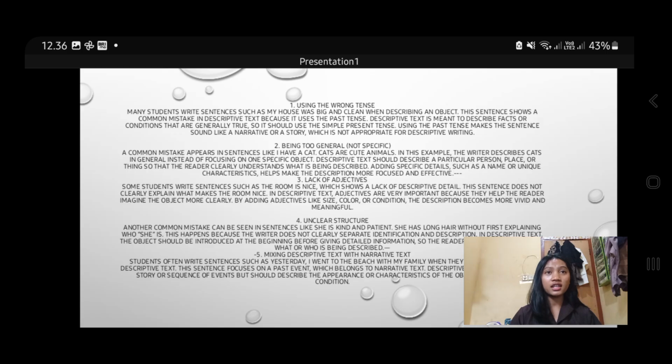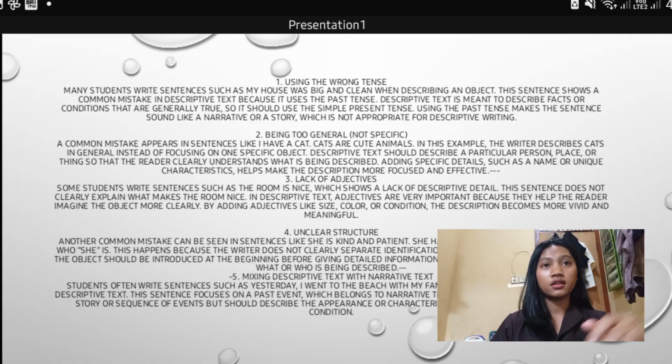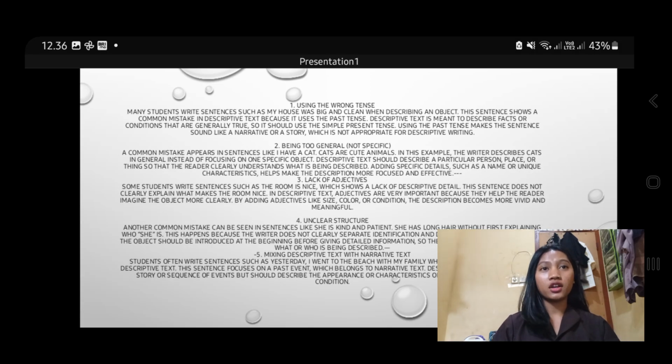And the third is lack of adjectives. Some students write sentences such as "the room is nice," which is a lack of descriptive detail. This sentence does not clearly explain what makes the room nice. In descriptive text, adjectives are very important because they help the reader imagine the object. And 4. About unclear structure.